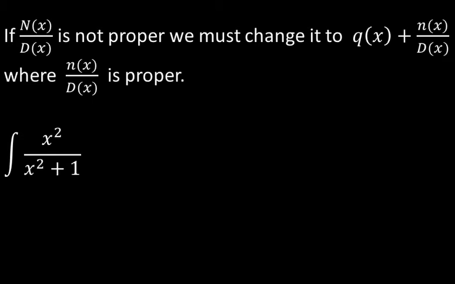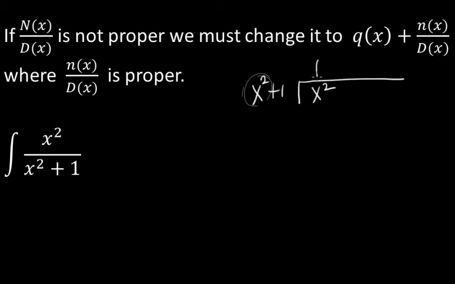Let's look at some examples of rational functions that are not proper. Here we see the degree of the top and the degree of the bottom is both 2. So we must use long division to rewrite the integrand. So I take x squared plus 1 and divide it into x squared. And you're always just looking really at this first term here in the divisor.